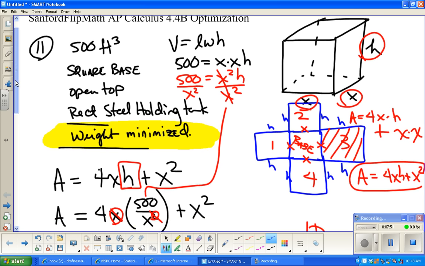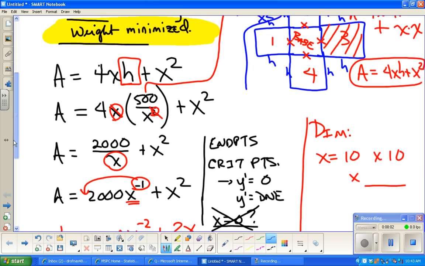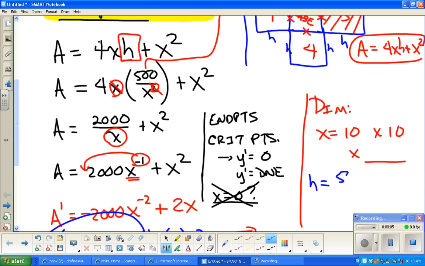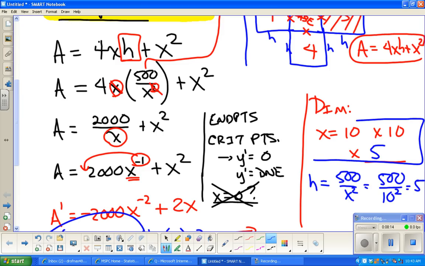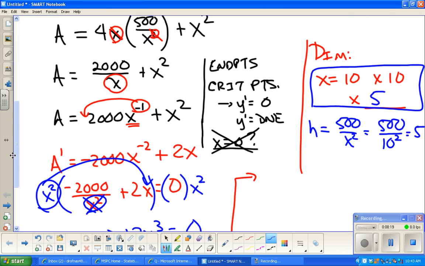I need the h. Well, I have a cute little formula over here that says h equals 500 over x squared. So, yeah, this is getting a little messy. How about I just come over here? Okay, so h equals 500 over x squared, so 500 over 10 squared, which is 5. So it's 10 by 10 by 5, and the units for this whole thing were originally cubic feet, so this is feet. Okay, and it's assumed, so it's not really x equals anymore. Goodbye. And we are done with that bad boy.